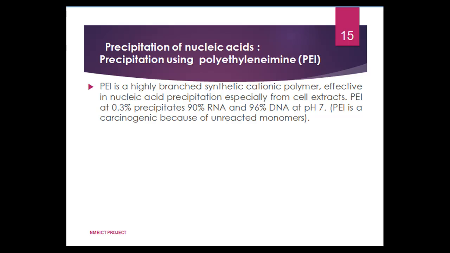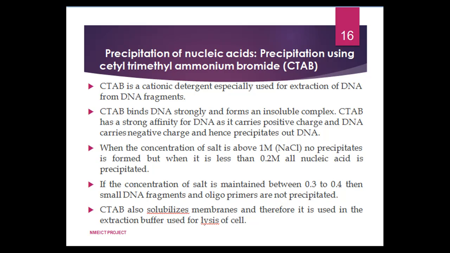Another is precipitation using polyethylenimine, shortly called PEI. PEI is a highly branched synthetic cationic polymer, very effective in nucleic acid precipitation, especially from cell extracts. PEI at 0.3% precipitates 90% of RNA and 96% of DNA at pH 7. But be careful when using PEI, as it is carcinogenic. Precipitation can also be done by using another chemical called CTAB, that is cetyl trimethyl ammonium bromide.